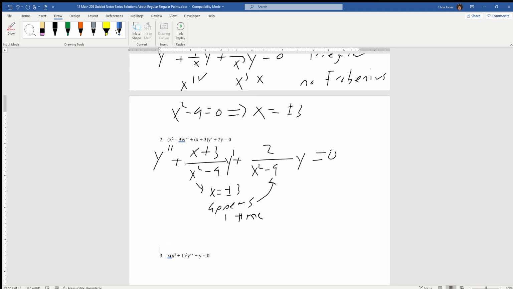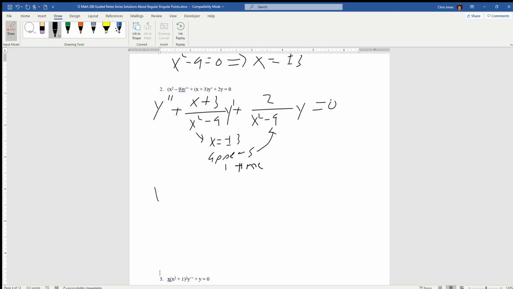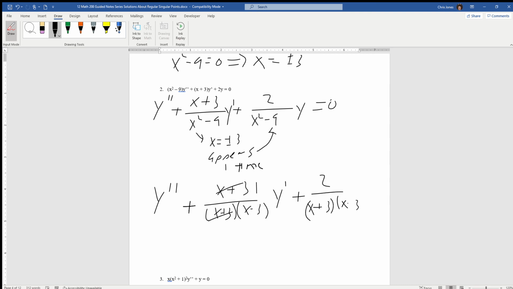All right, and I will. So if I was to factor this, I would get y double prime plus x plus 3. We could factor x squared minus 9 as x plus 3, x minus 3. Clearly those would go away and just leave us with 1 over x minus 3 y prime plus 2 over x plus 3 x minus 3 y is equal to 0. And notice that we have an x minus 3 of multiplicity 1, x plus 3 of multiplicity 1, x minus 3 of multiplicity 1. So if the multiplicity, or the number of times that the factor appears in the denominator, is just once, then it really doesn't matter.